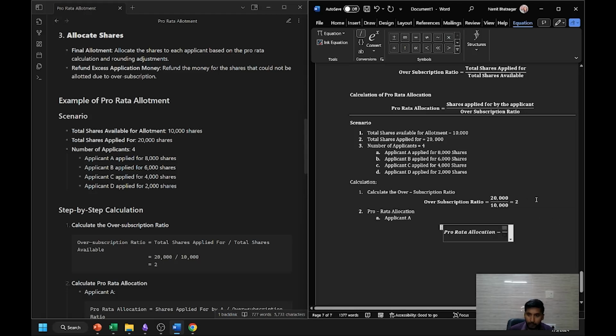So for the case of applicant A, what are the shares applied for by the applicant? 8,000. And what is the oversubscription ratio? That is 2. Hence, 4,000 shares.